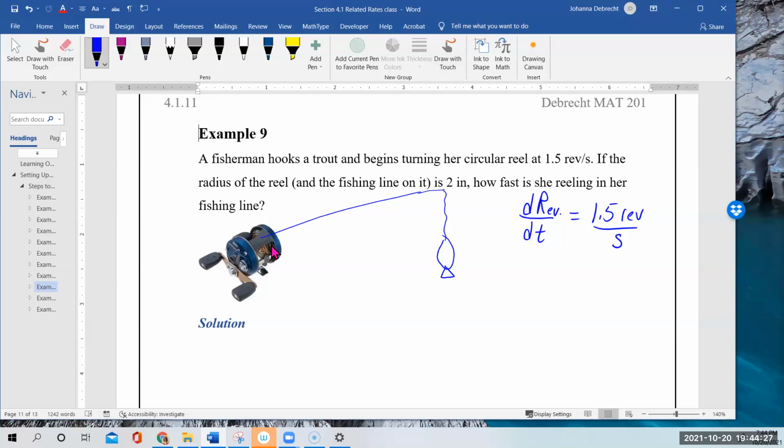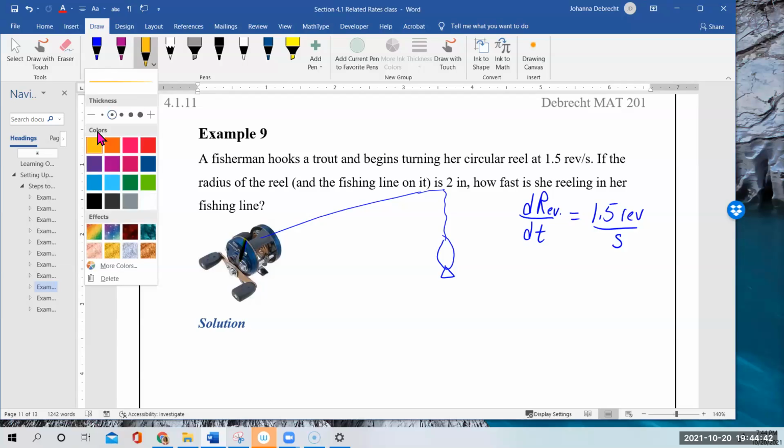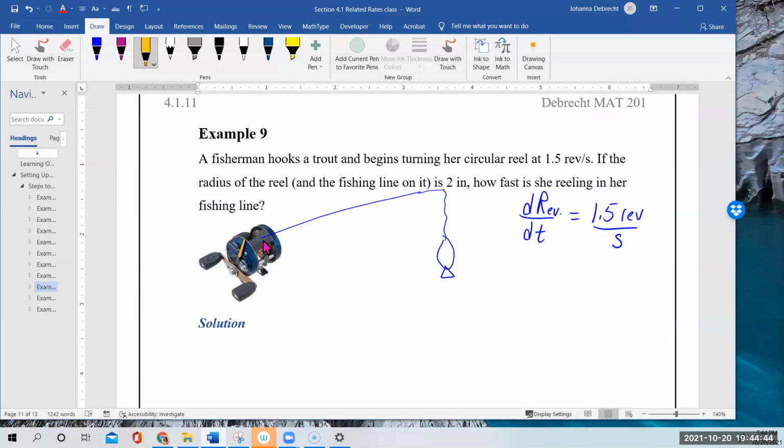If the radius of the reel, well, the radius of the reel is basically the radius right here on the edge of that reel. Let me see if I can make it a different color so it will pop out more. There we go. There's the radius on the edge. If the radius of the reel is 2 inches, and that's not changing, even though the fishing line is going on as well, how fast is she reeling in her fishing line?